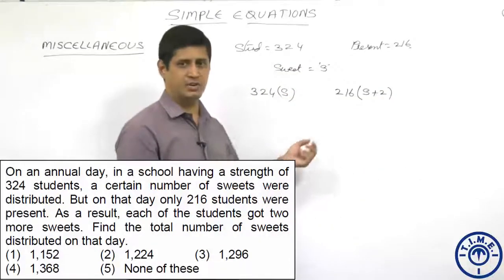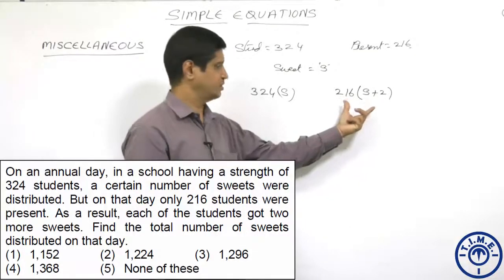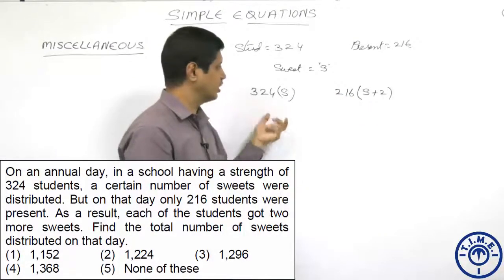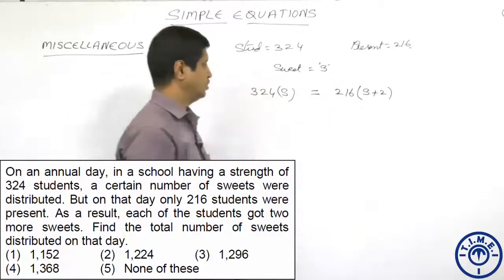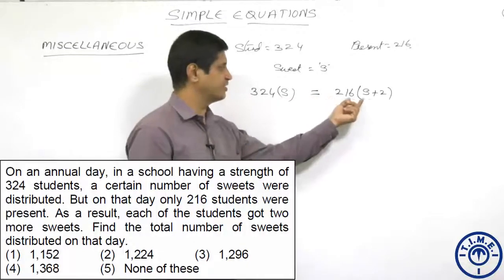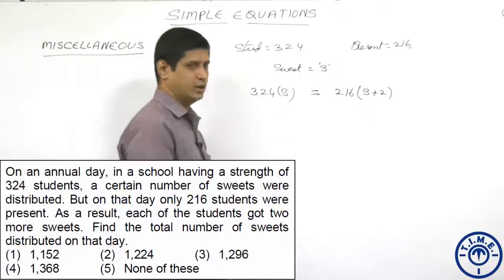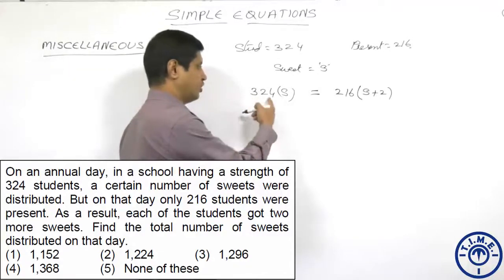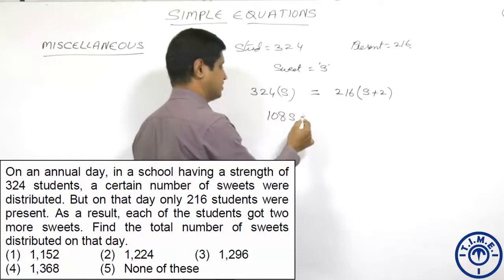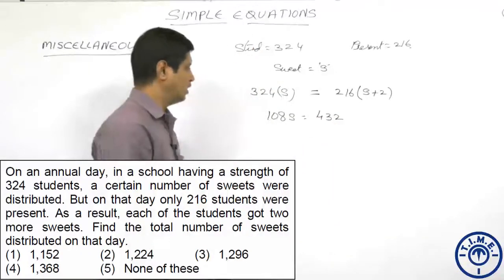This means the total number of sweets distributed in the second case is also a number of total sweets. These two are representing the total number, so we can equate these two. Solving this, 324S is equal to 216S plus 432. Now, by taking variables on one side, what is the result? 324S minus this value, 108S, is equal to 432.